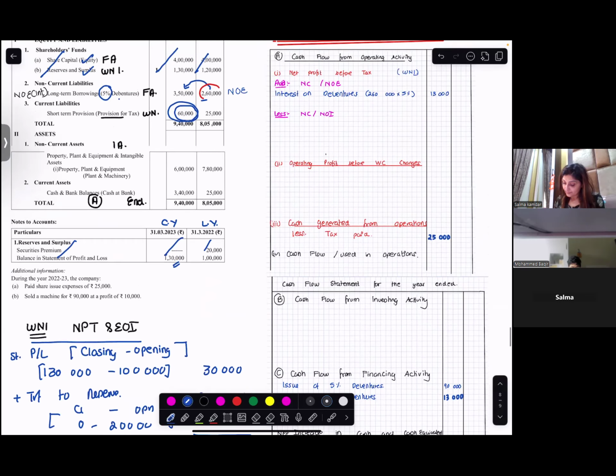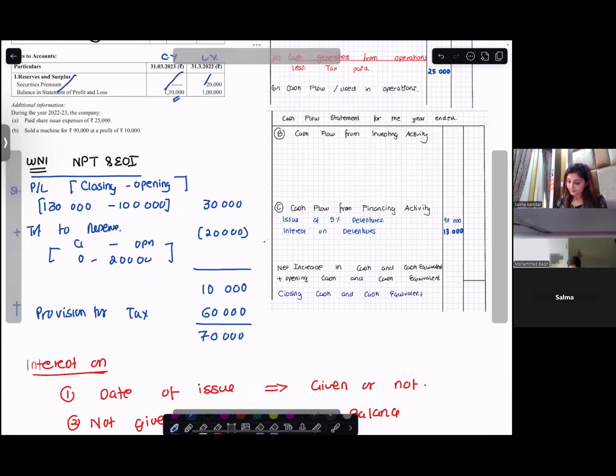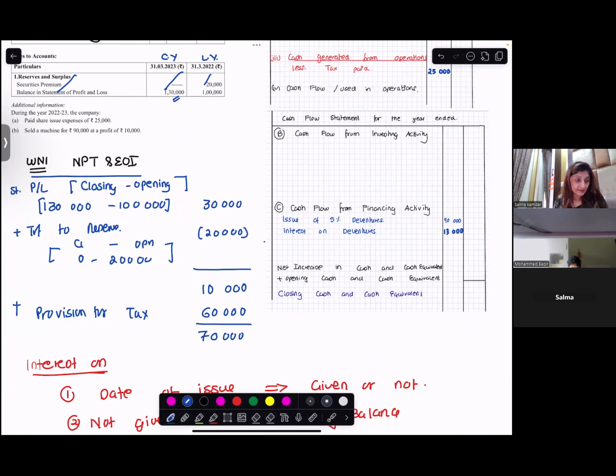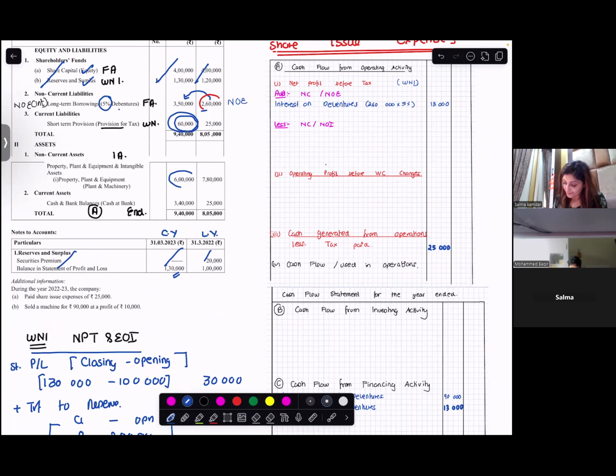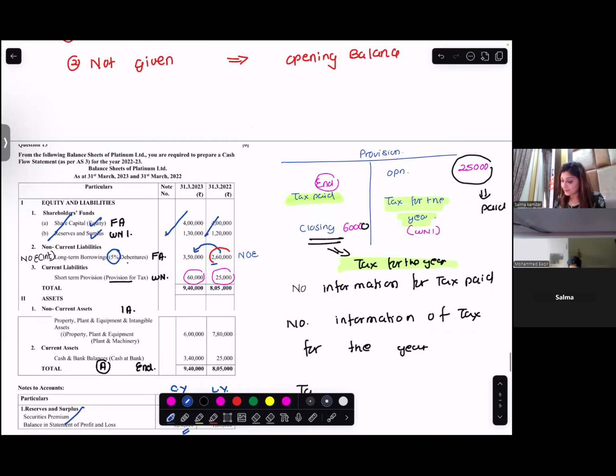This becomes 70,000 now. Are you with me? Okay, let's go ahead. Non-current assets. Whenever there is a non-current asset, you go and check what? Buying of non-current asset, selling of non-current asset, depreciation, or profit or loss on non-current asset.